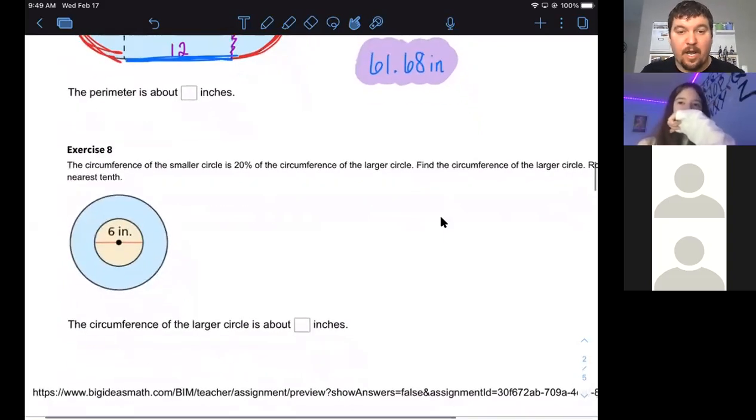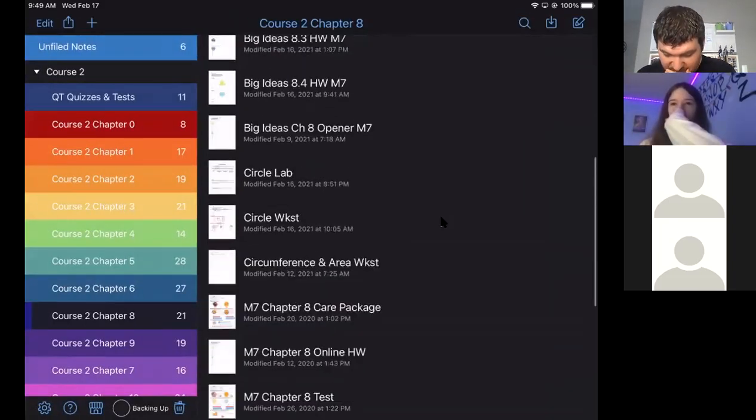Number 8 looks a little bit different. Now we did this one. You might remember a problem similar to this one if I can find it here. I think it was in our 8.